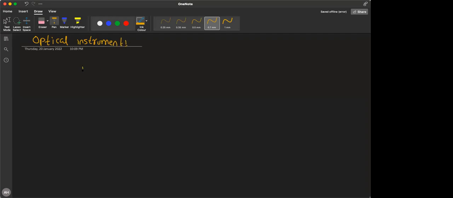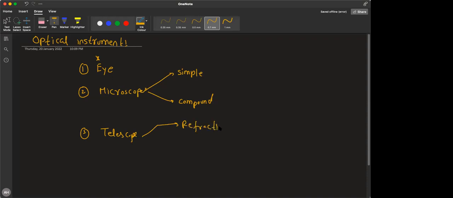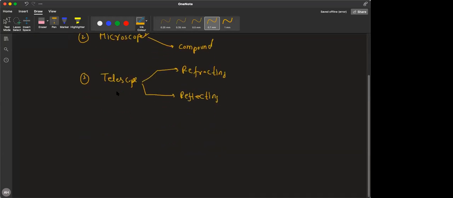So in your syllabus, you have optical instruments. One is the eye. Eye is not a part of the syllabus now. Then you have the microscope. You have 2 types of microscope, in fact 3 types. We have the refracting type microscope, which is in our syllabus. So we have 2 types of microscope: one is the simple microscope, another is the compound microscope. Then you have the telescope. You have 2 types of telescope: one is refracting type, another is reflecting type. So these are the optical instruments in the syllabus, and these are also usually 5-marker questions.